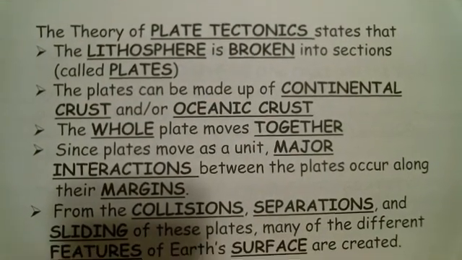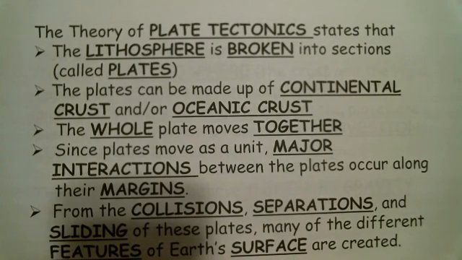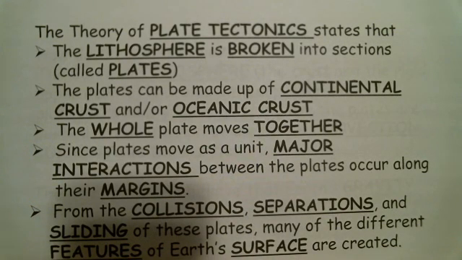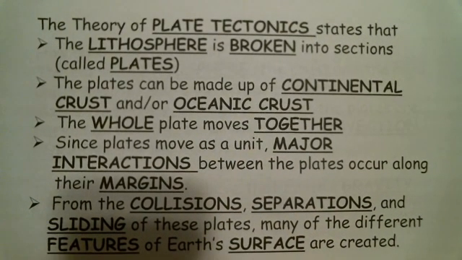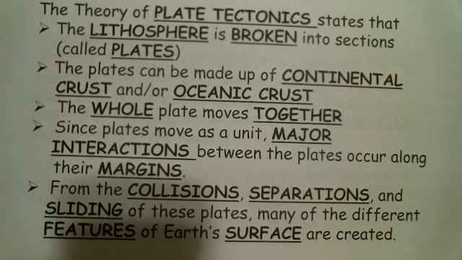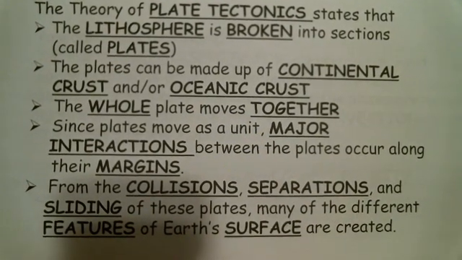The theory of plate tectonics states that the lithosphere is broken into sections. Each section is called a plate. The plates can be made up of continental crust and or oceanic crust. Usually it's either just one or the other, but sometimes it's a combination. The whole plate moves together. Since plates move as a unit, major interactions between the plates occur along their margins. From the collisions, separations, and slidings of these plates, many of the different features of the Earth's surface are created.